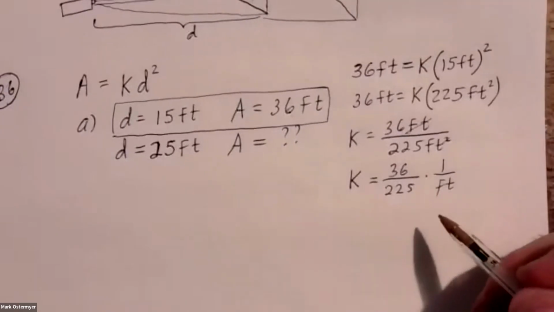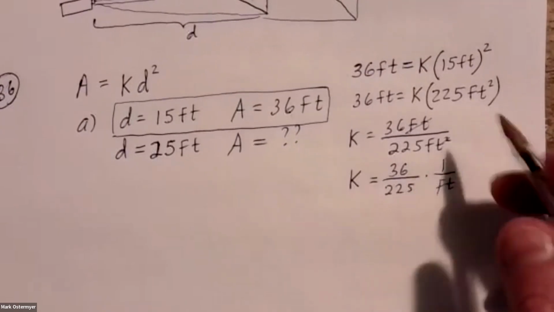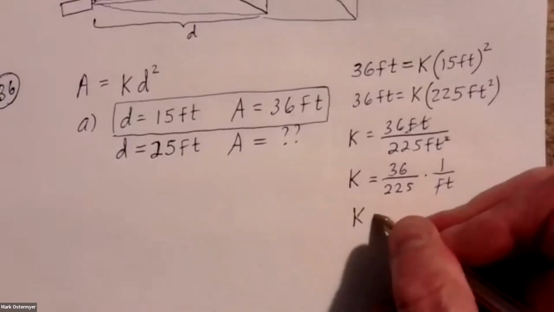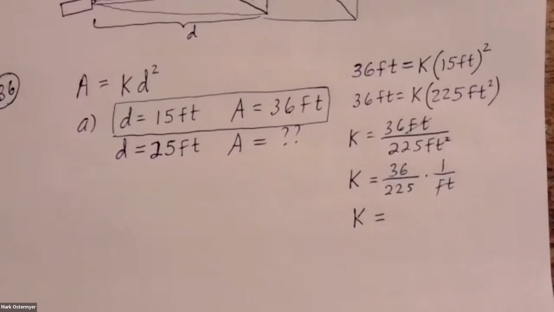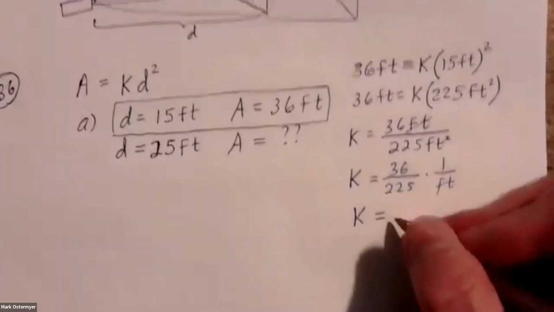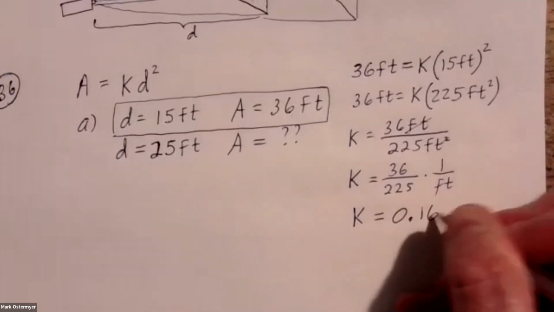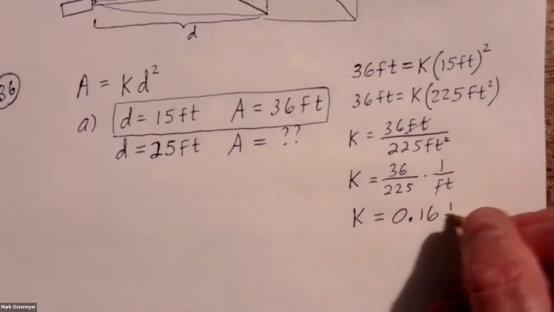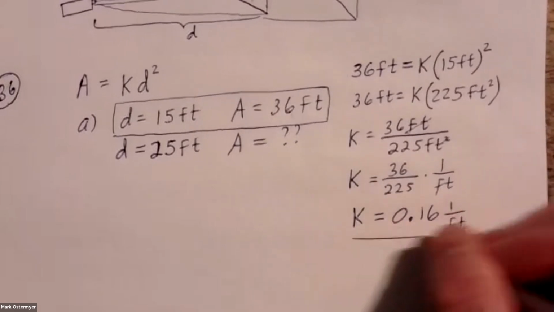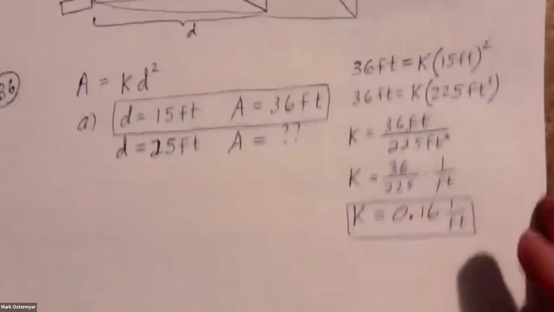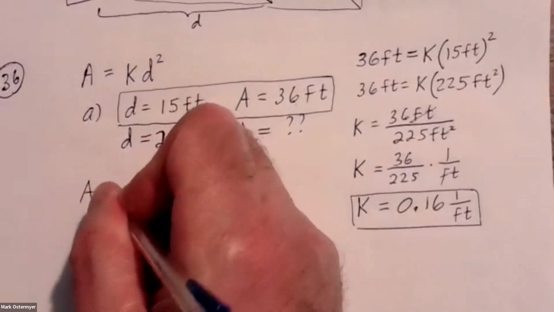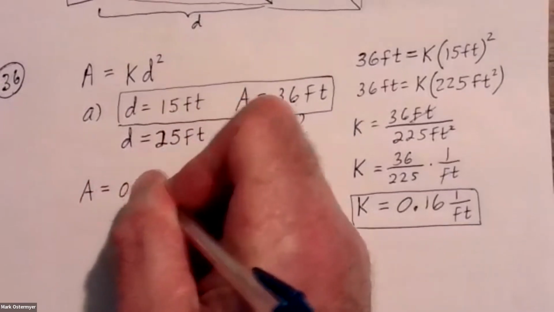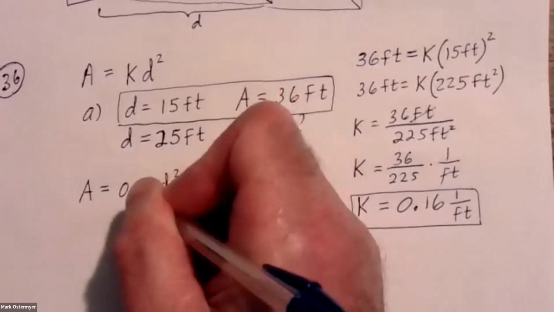Now, why don't we just convert this to a decimal? What's 36 divided by 225? Anybody? 36 divided by 225. That gives me 0.16. So I'm going to call it 0.16. And the units are going to be 1 over feet. All right, so that is my constant. Therefore, my specific variation becomes area is equal to 0.16 times d squared.